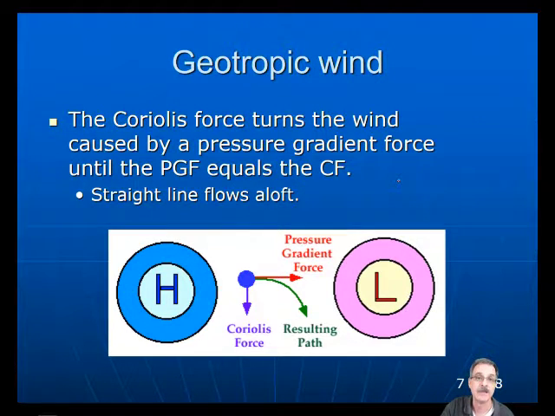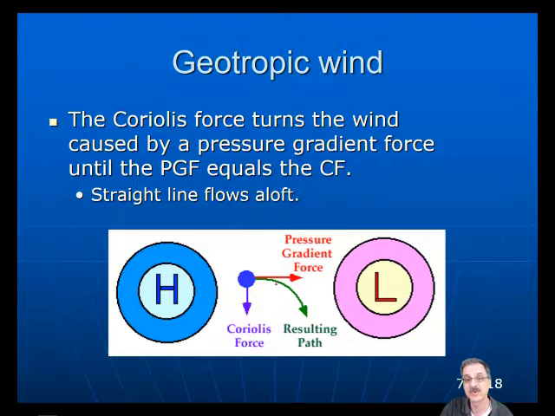All right, what is a geostrophic wind? Basically, what's going to happen is we get our pressure gradient force, which goes from high to low, and you get a Coriolis force, especially in the northern hemisphere, that points towards the equator. The Coriolis force and pressure gradient force will start to turn the path of the air, and you get on this path.